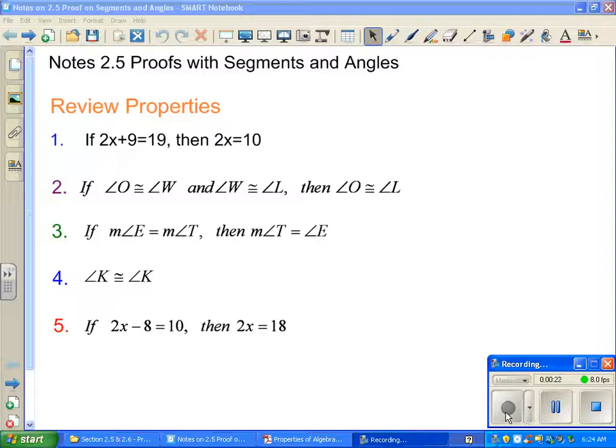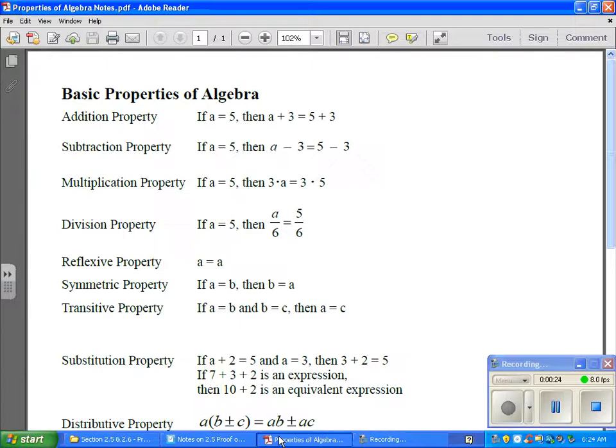And so you have been given a handout that looks like this: Basic Properties of Algebra. At the top we have mostly properties that deal with operations: add, subtract, multiply, and divide. And then we have a few that deal with the fact that you might have things that you can put in a little different order and it still means the same thing, with reflexive, symmetric, and transitive.